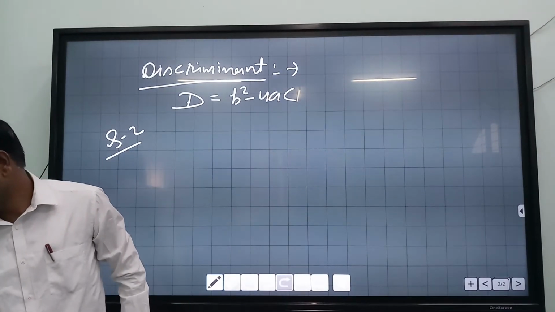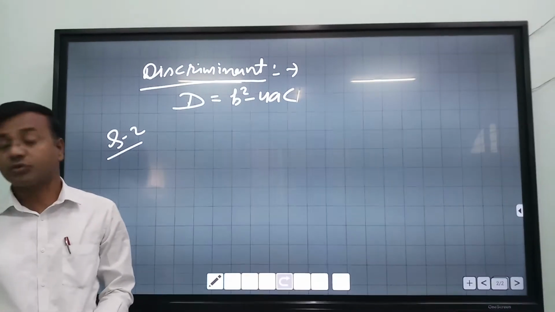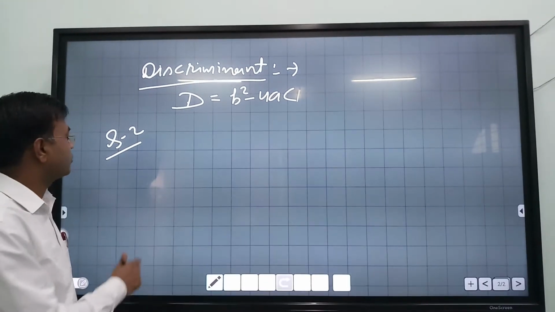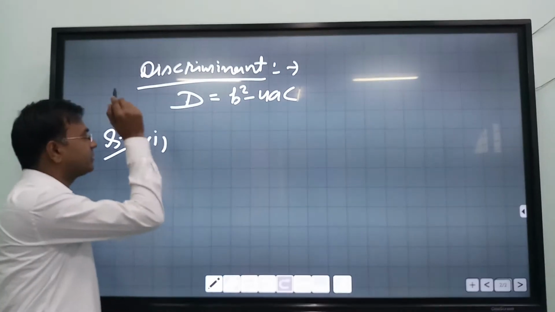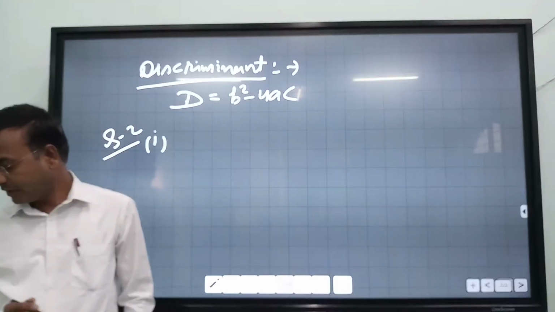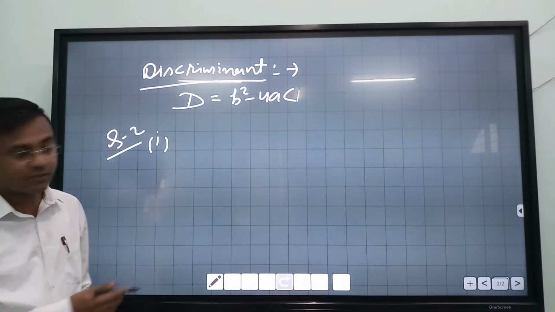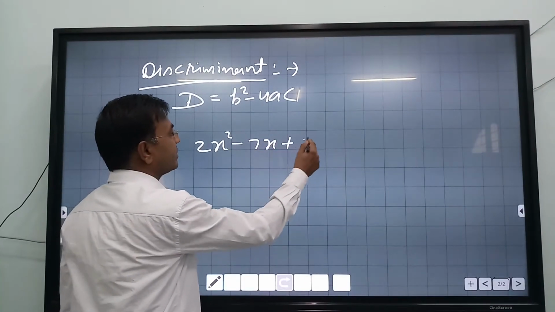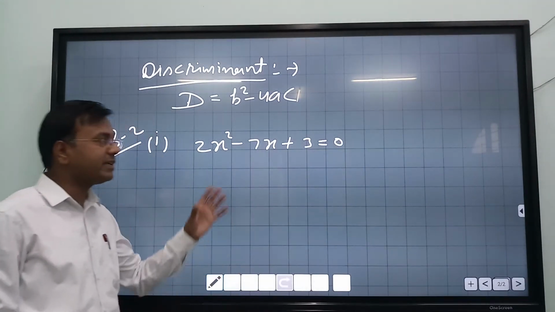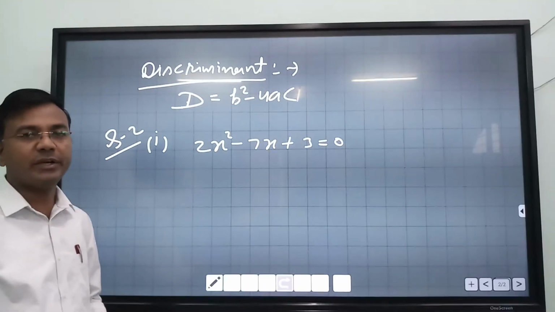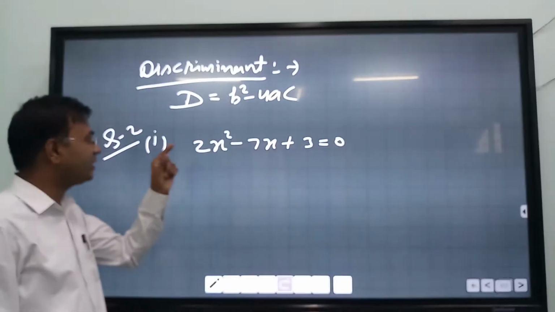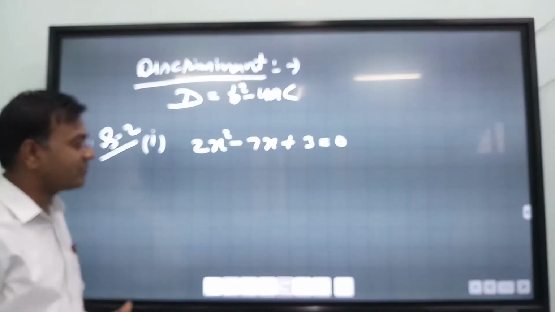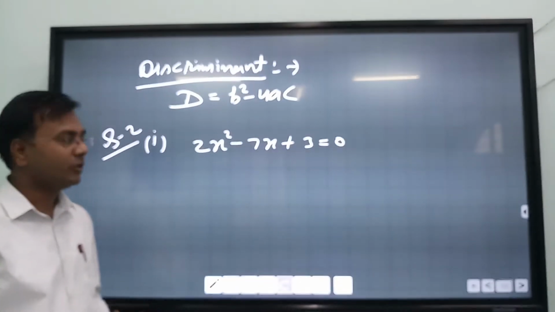In question number 2, find the roots of the quadratic equation by using the quadratic formula. We are taking the first part; there are all 4 parts which you have to try. 2x square minus 7x plus 3 equals 0. I have solved the same question by using the completing the square method, and now we are doing the same question by using the quadratic formula. Let us verify whether the values are the same or not.